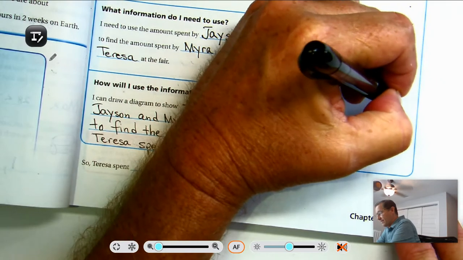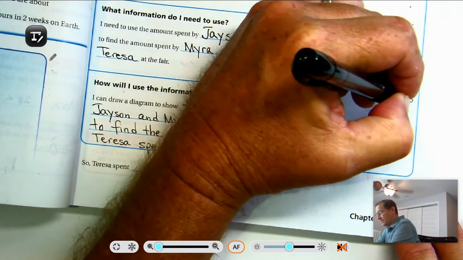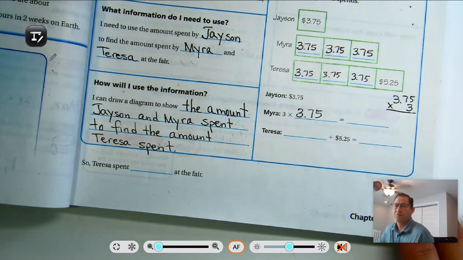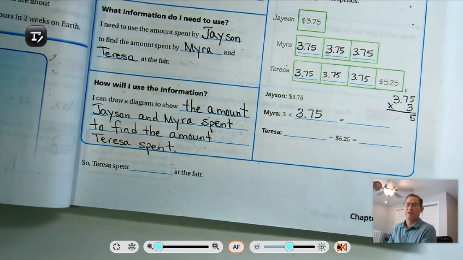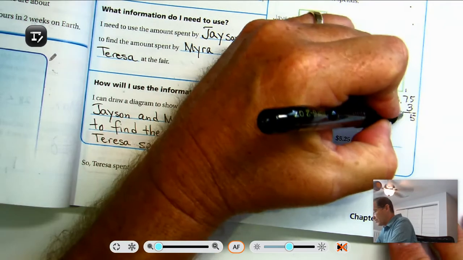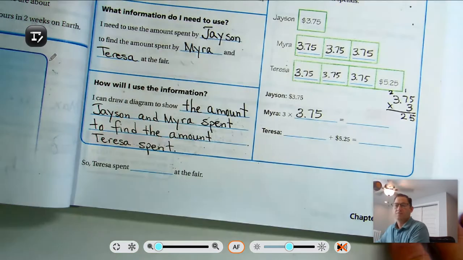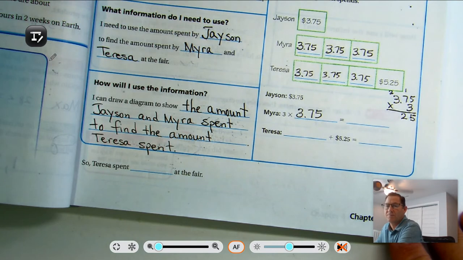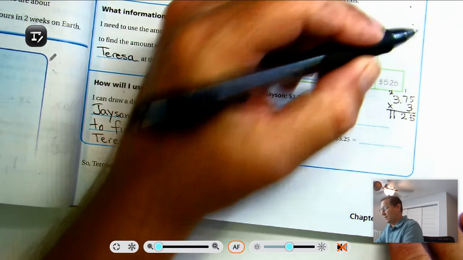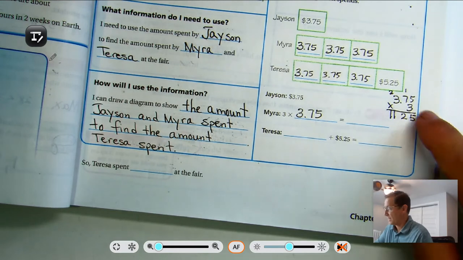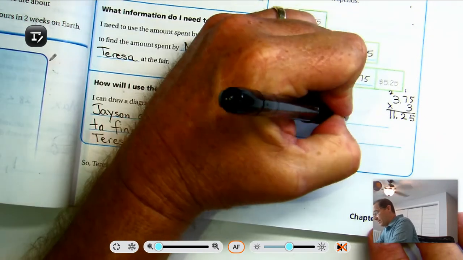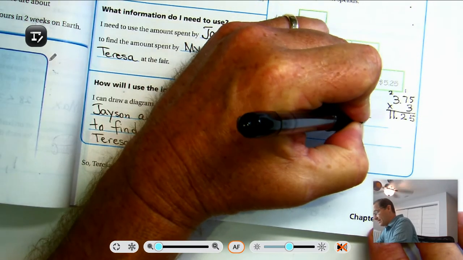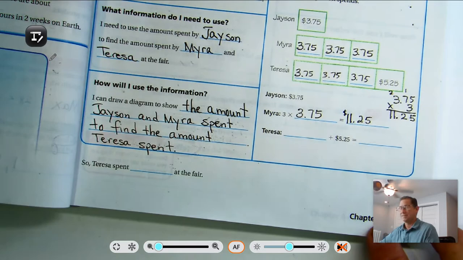So 375 times 3. We're going to think of 3.75 as 375 and multiply by 3. So 3 times 5 would be 15. Regroup that. 3 times 7 is 21 plus the regrouped 1 is 22. Regroup that. 3 times 3 is 9 plus 2 more is 11. Okay, we are multiplying a whole number by a number in the hundredths. So we know that Myra spent $11.25.